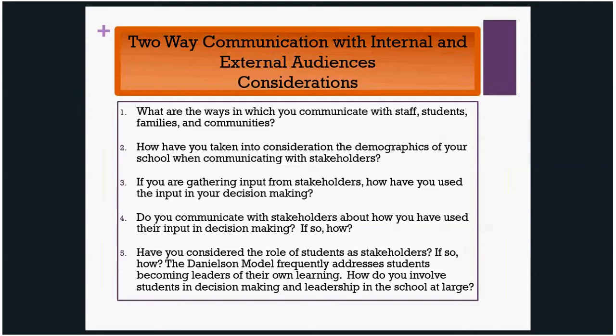I've added a question for consideration here, and this is regarding your students. Have you considered the role of your students as stakeholders? The Danielson model frequently addresses students becoming leaders of their own learning. How do you involve students in decision-making and leadership in the school at large?